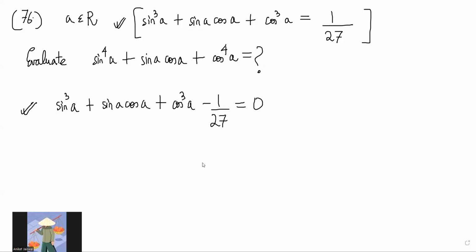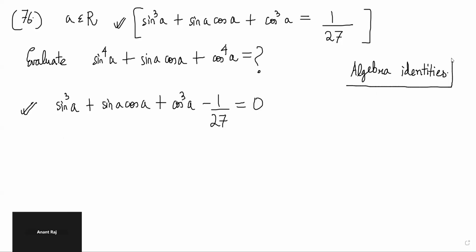Okay. Don't try to do anything else. Just think of what you can do with this equation. Can you do something here? Or can you think of something here? Think of algebra identities. a cube plus b cube minus c cube, there is no such identity. If anyone knows an identity for a cube plus b cube minus c cube, tell me also.